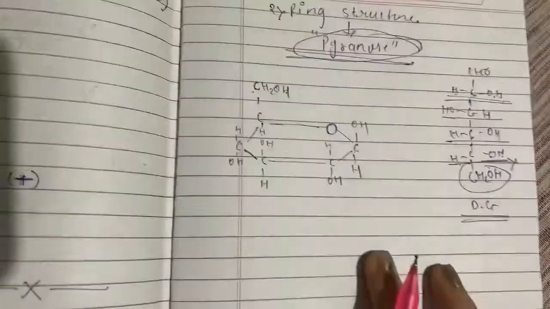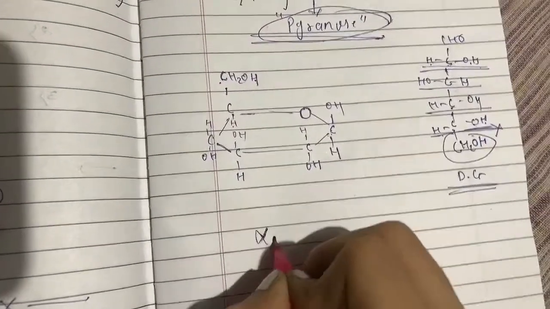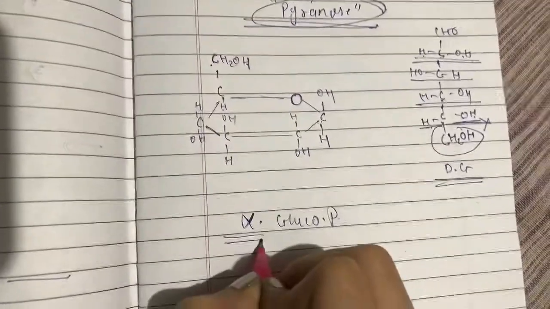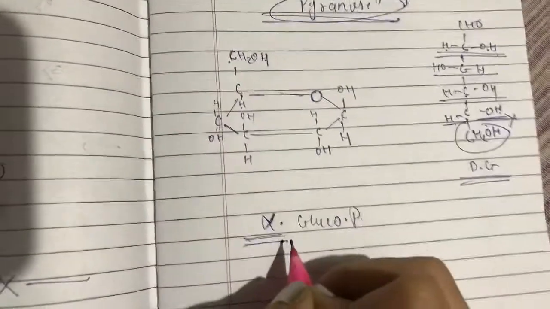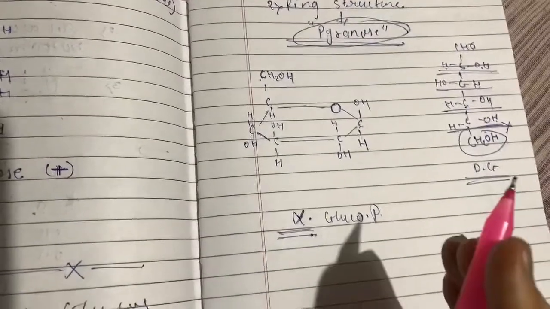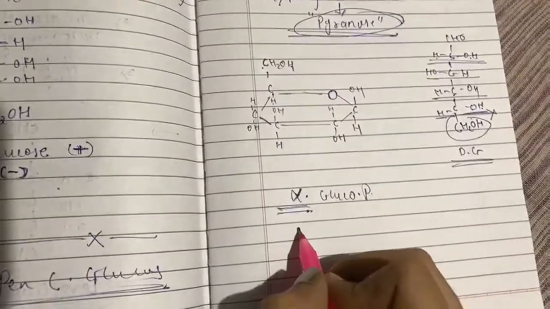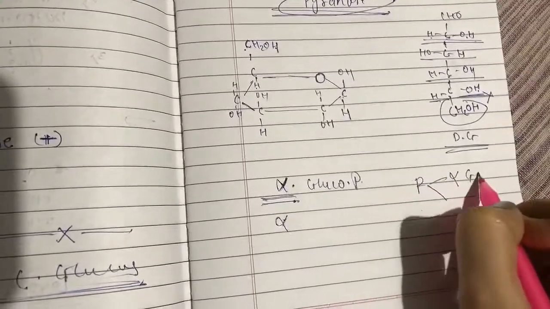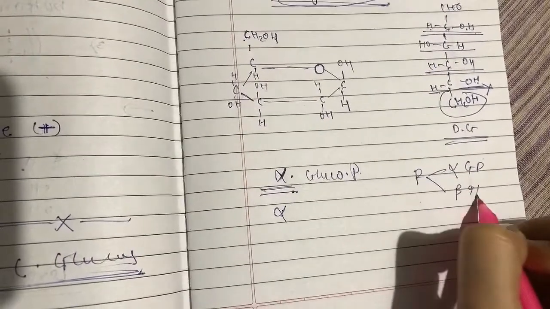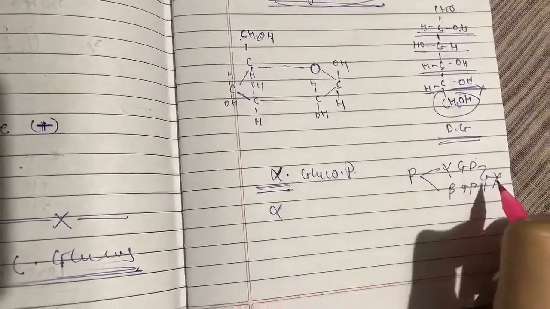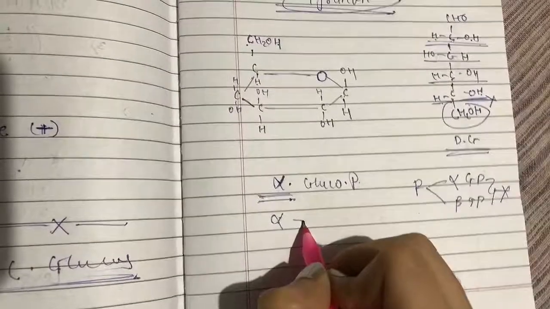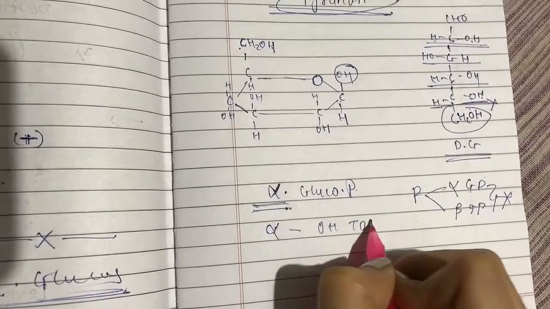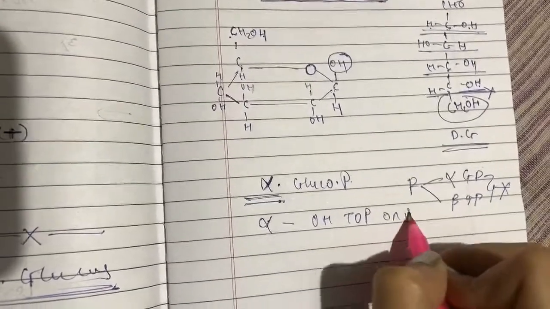Now what in case of naming? We'll name it as alpha glucopyranose. Now why alpha? I'll be telling you. What you have to keep in mind in simple language, that when comes alpha, there are two types of ring structure: alpha glucopyranose and another one is beta glucopyranose. The key points to remember this are: in alpha glucopyranose you will have OH group at the top on first carbon.